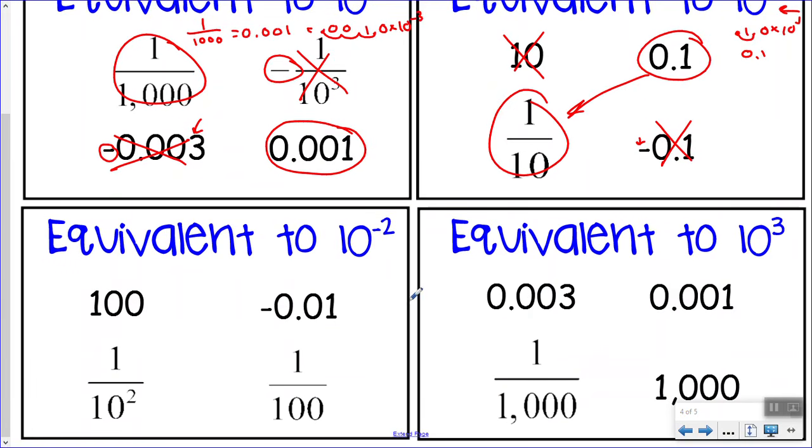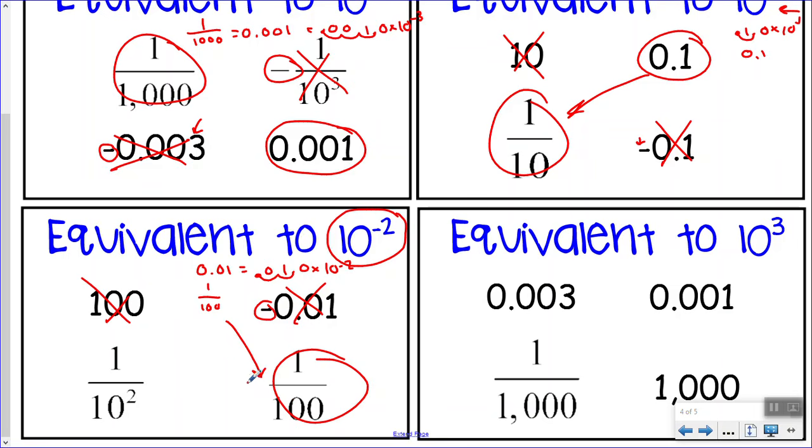Go ahead and pause the video and see if you can identify the numbers that are equivalent to 10 to the negative second. 10 to the negative second is the same thing as 1.0 times 10 to the negative second, and I'm going to move 2 spaces to the left. So this is equal to 0.01. That's not the same thing as 100, and it's not the same thing as negative 0.01. When I'm 2 spaces to the right of the decimal point, this is the hundredths place. So 0.01 is 1 over 100.